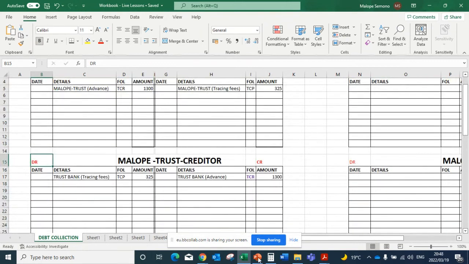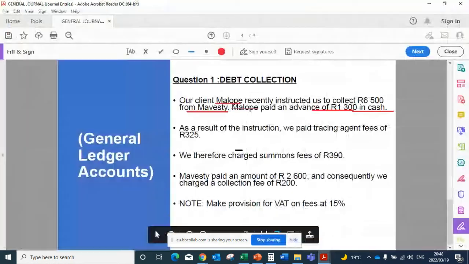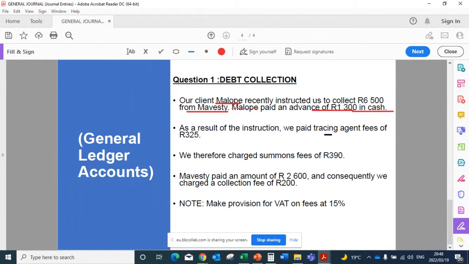So that is the 325. Okay. So let's go back to the question now. Remember, we just dealt with this one. So we therefore charge someone's fees. In other words, in the process, we had to charge 390. Remember, if we charge the client, it means this money belongs to us. So when I charge the client, it means the client owes me.